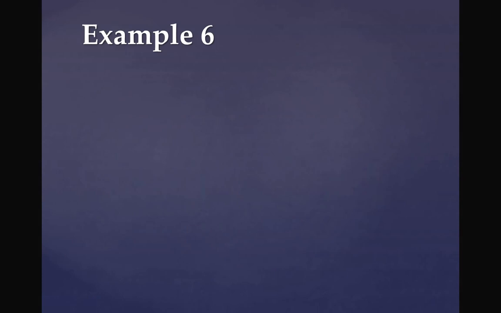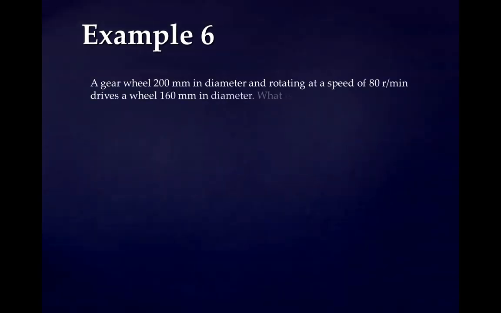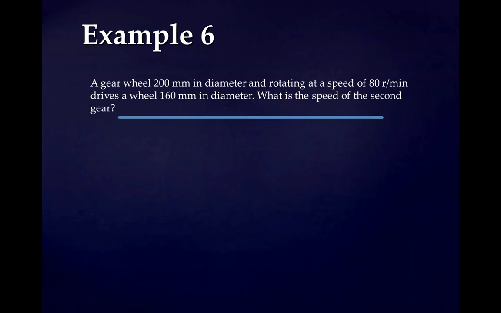Example 6. A gear wheel 200 millimeters in diameter and rotating at a speed of 80 rpm drives a wheel 160 millimeters in diameter. What is the speed of the second gear?